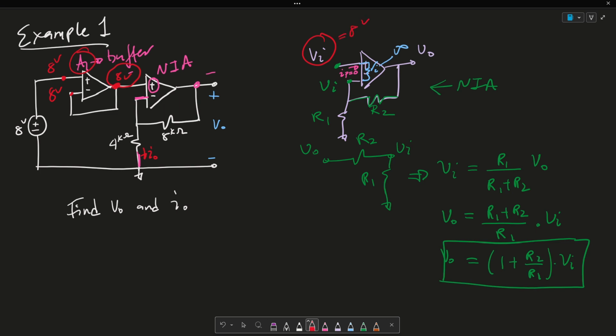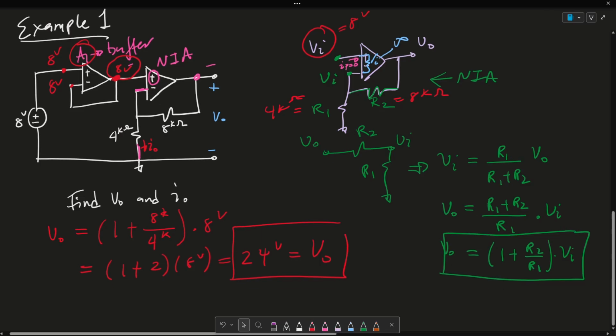R2 is equal to 8K ohms and R1 is equal to 4K ohms. As a result, VO is simply equal to 1 plus R2, which is 8K, divided by 4K, times 8 volts. As a result, this is equal to 1 plus 2 times 8 volts, which is simply 24 volts, equal to V output.